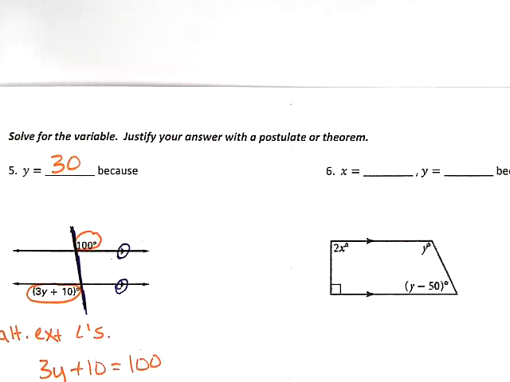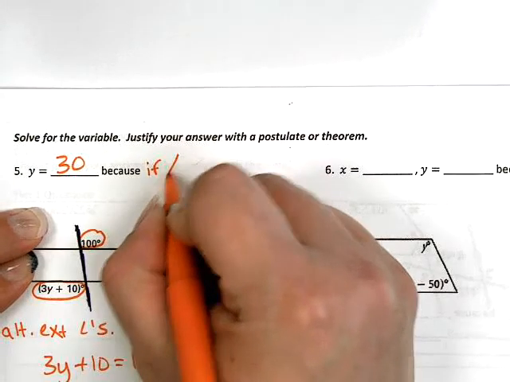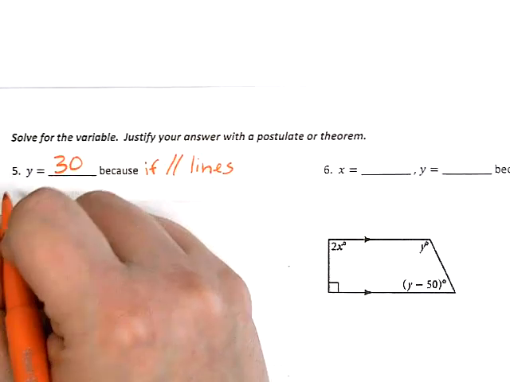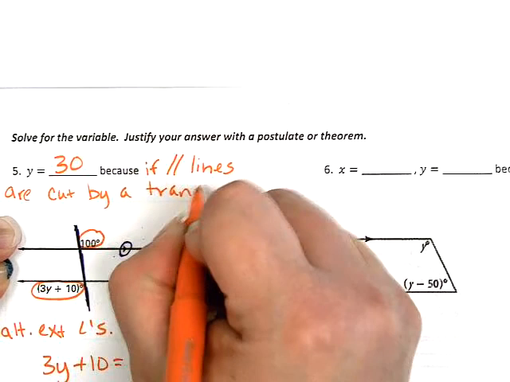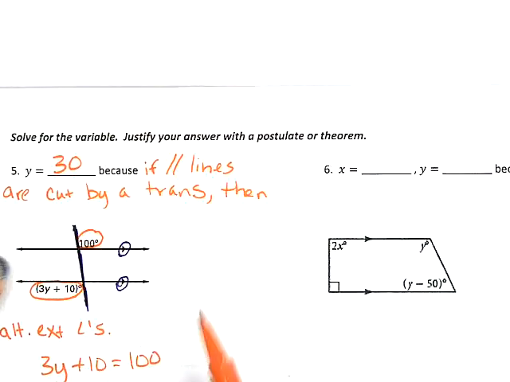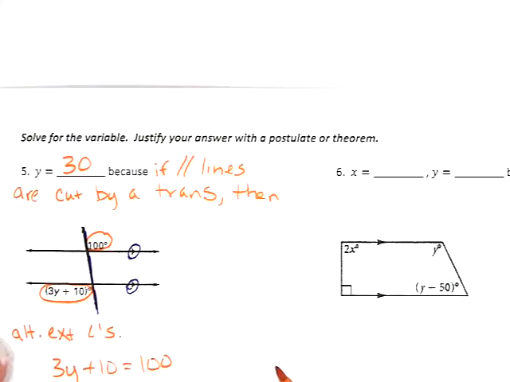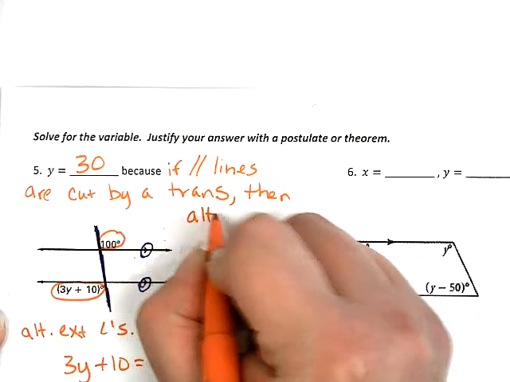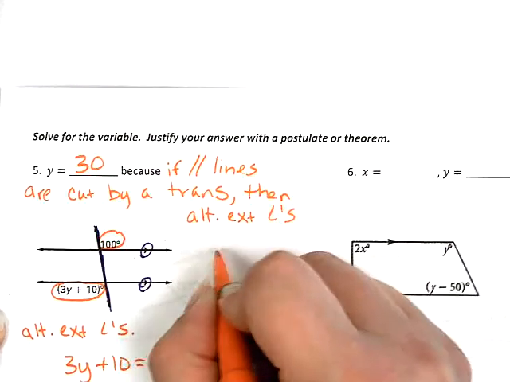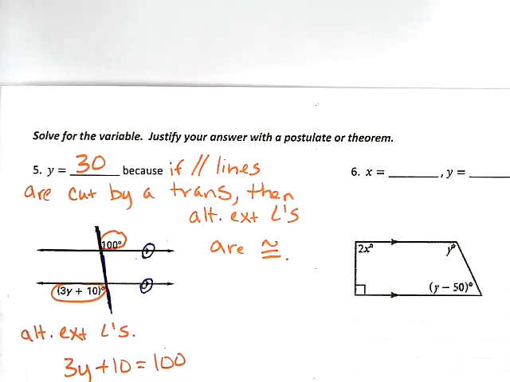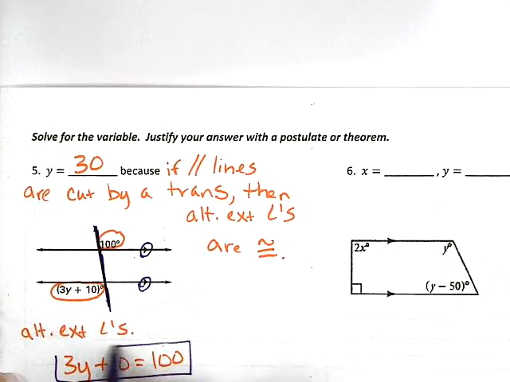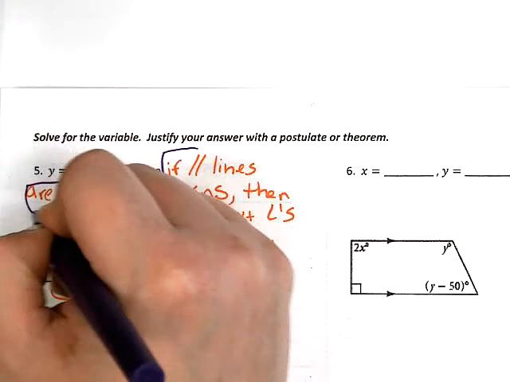Your justifications, your postulates or theorems that you're justifying with, are always if-then statements. So we have to start with: if parallel lines are cut by a transversal, then we had what kind of angles? We said alternate exterior. So alternate exterior angles are congruent. The reason that we are able to set up this equation right here is because of this postulate.